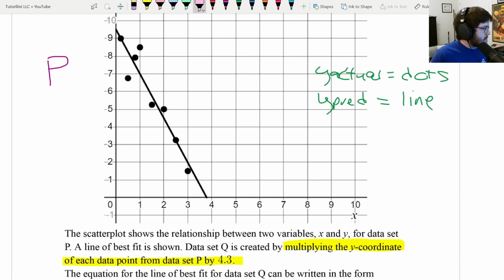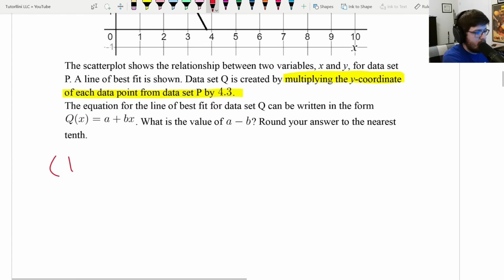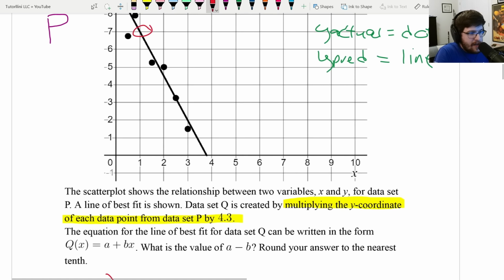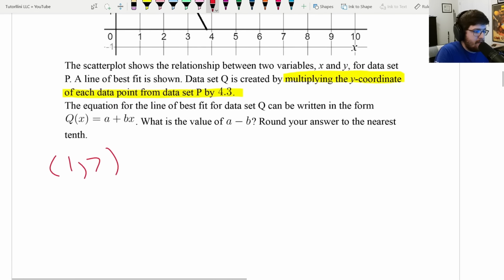So what we're going to do is look at the line and see if it goes through the corners of the grid markers at any point, or at least really close to them. So I see that for this one, this point here, that's 1, 7. I'm going to write that down. And then another point that goes through a corner of a grid marker is 3, 2. So let's write that down as well.